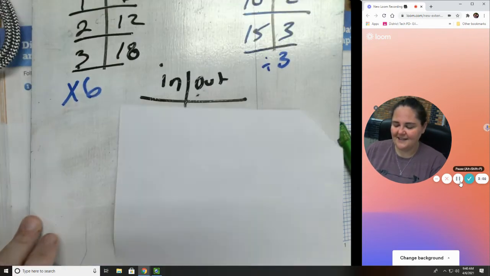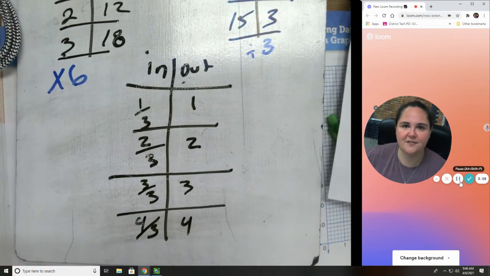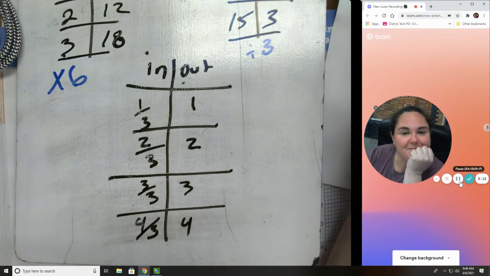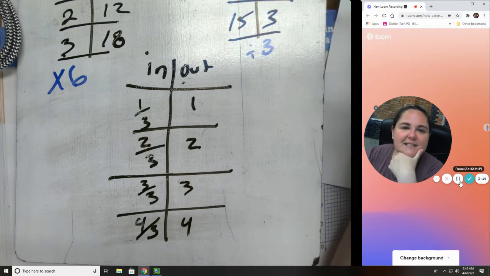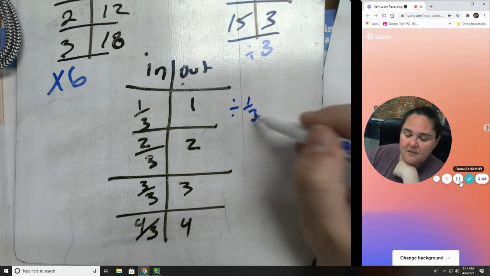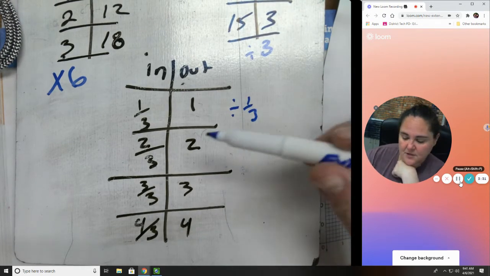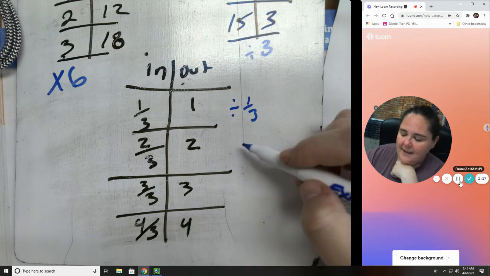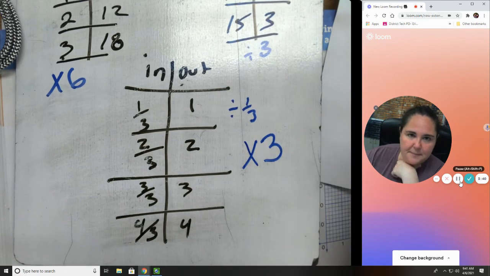All right, let's see if you can find this one, smarty pants. Look at this group of numbers. See if you can find the rule. Go. This one is a little bit tricky. Okay, this one you have two options. I can divide by 1/3 to get to 1. 2/3 divided by 1/3 is 2. So that is an option. Or I can multiply by 3. Either of those would be the right answer.